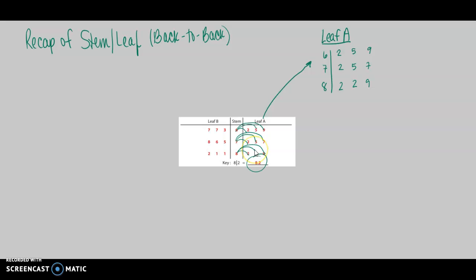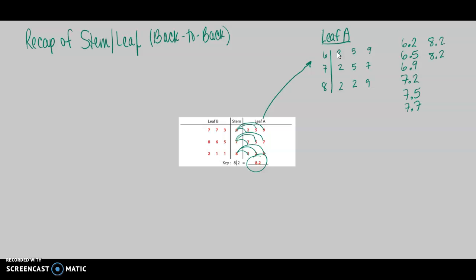Actually, look at the key. That's not even true. This is 6.2, 6.5, 6.9. So you just have to be careful because I just realized that's one thing that you might run into. So this is all the data.